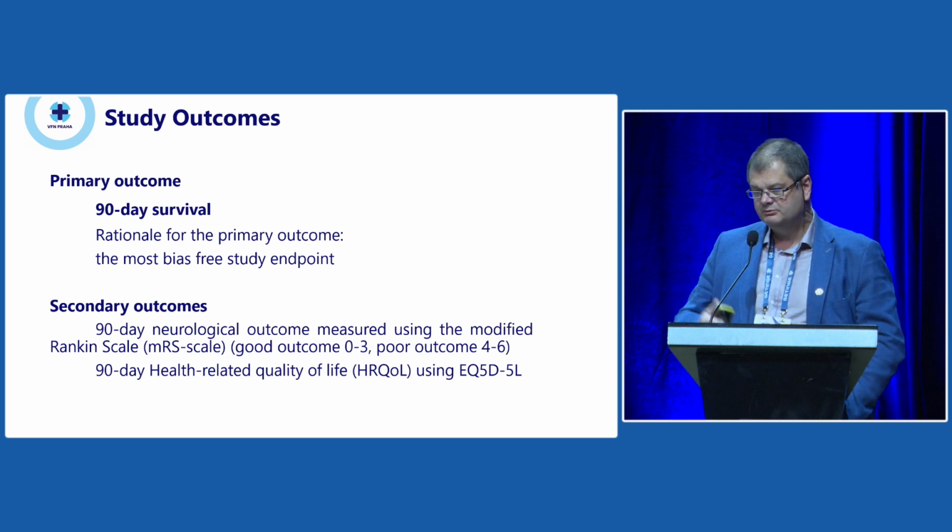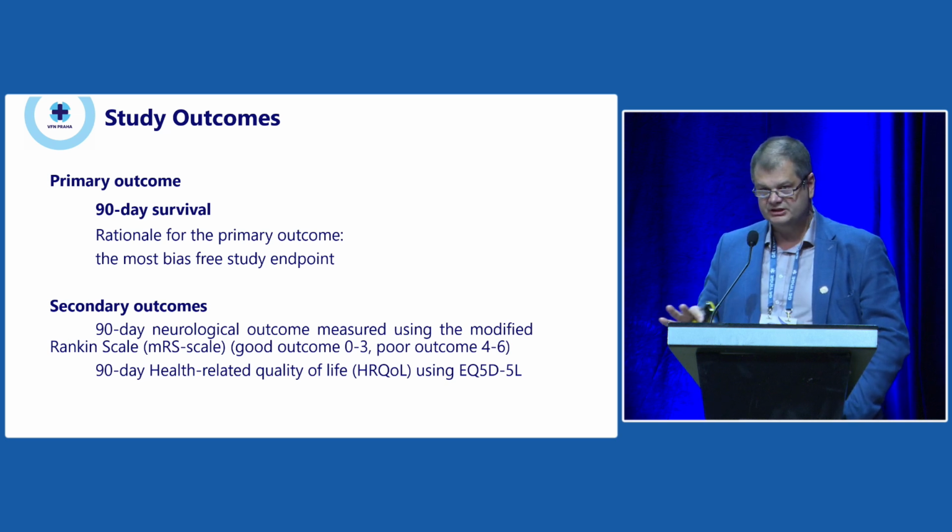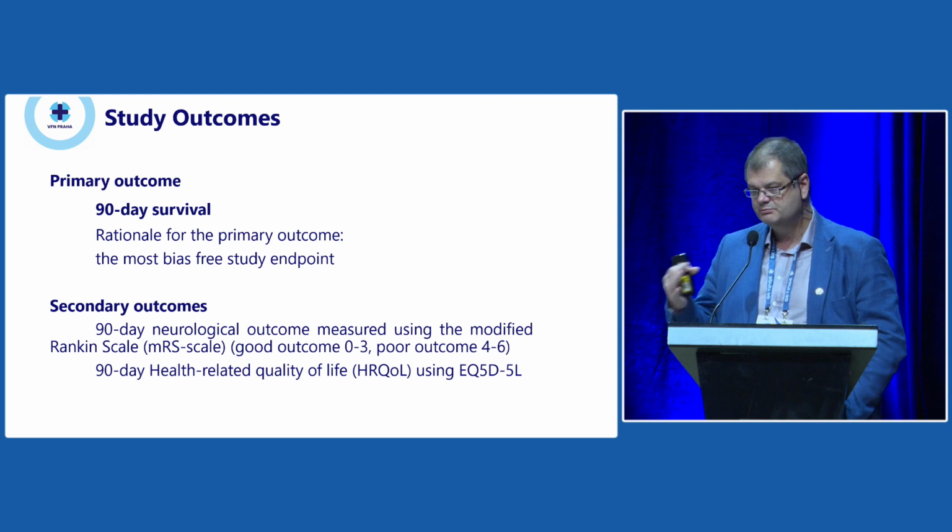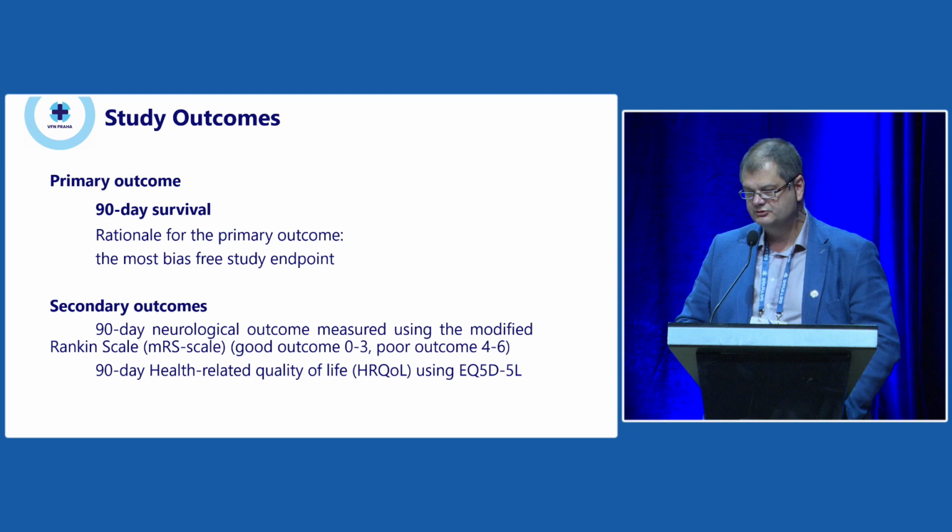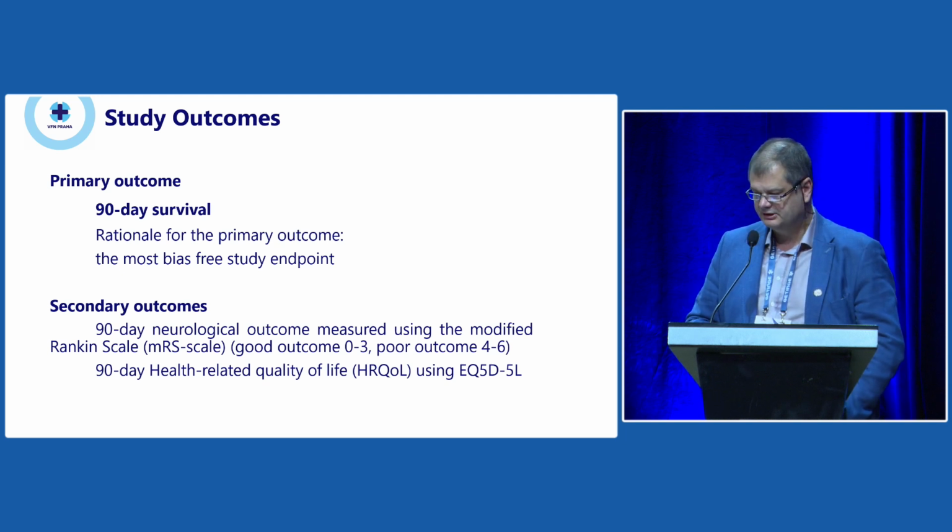Our primary outcome will be 90-day survival, just it. It's the most bias-free study endpoint, and the secondary outcomes would be a neurological outcome based on modified Rankin and quality of life.